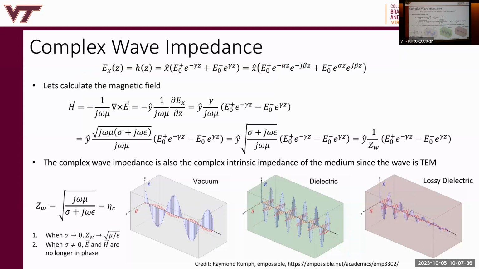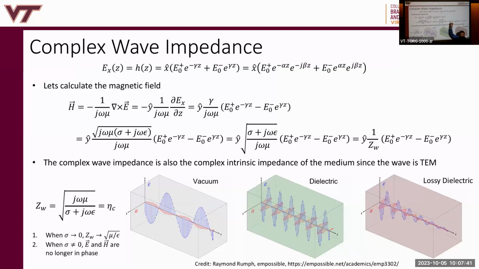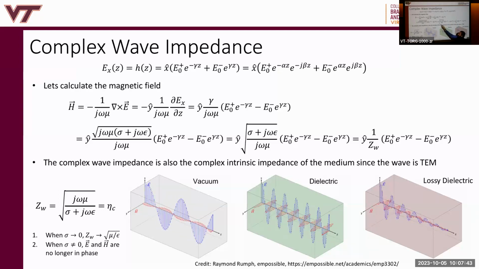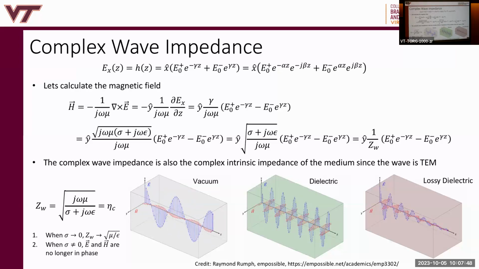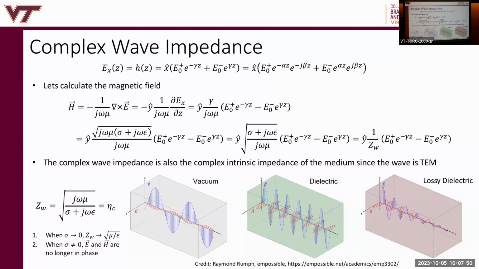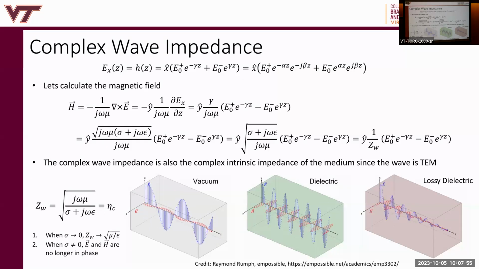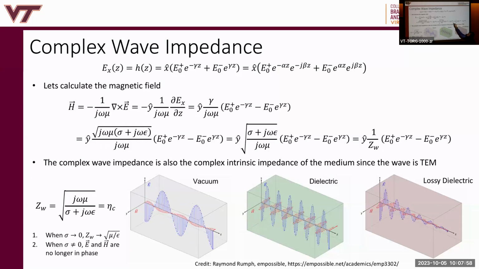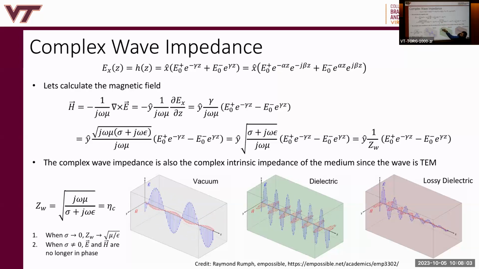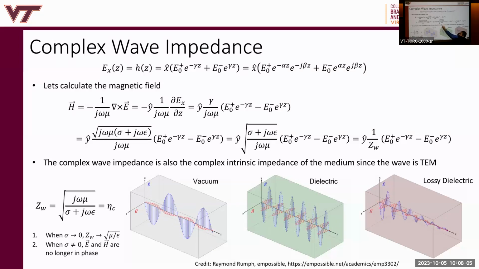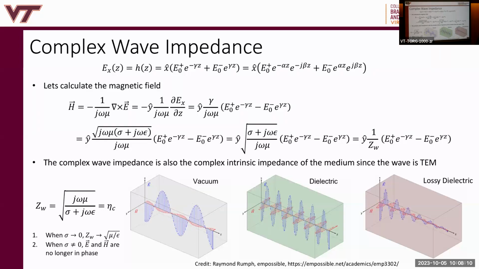And then we used Faraday's law to calculate the magnetic field from our solution of the electric field from the wave equation. And then we noticed a factor out front, which was the square root of mu over epsilon, right? So we did the same exact thing here, but now starting with the assumption that the medium has loss, so there is an alpha, and we got this wave impedance out front. If we ratio these two now, then we get a complex number. This is a complex number. The complex wave impedance is also the intrinsic impedance of the medium since the wave is TEM.